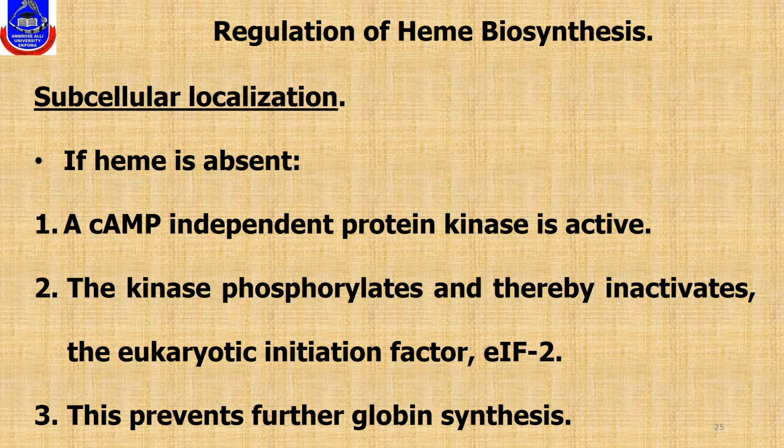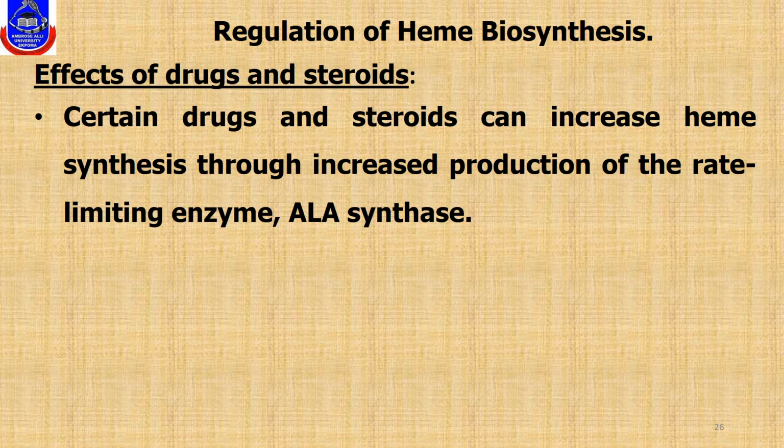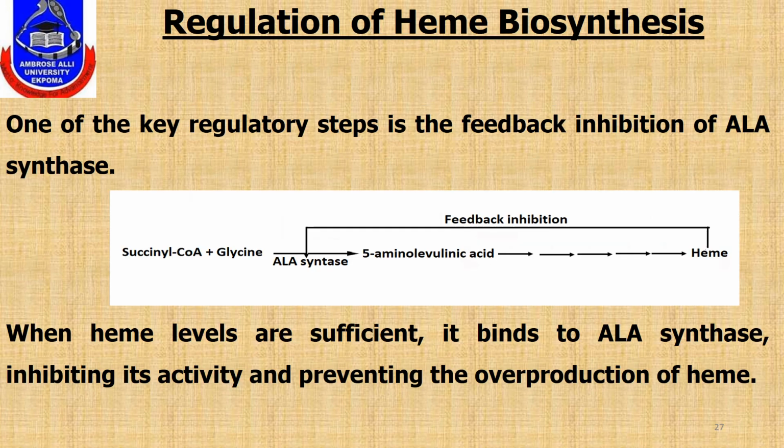This prevents further globin synthesis. Certain drugs and steroids can increase heme synthesis through increased production of the rate-limiting enzyme, synthase. One of the key regulatory steps is the feedback inhibition of synthase, as shown in the diagram here. When heme levels are sufficient, it binds to synthase, inhibiting the activity and preventing the overproduction of heme molecule.